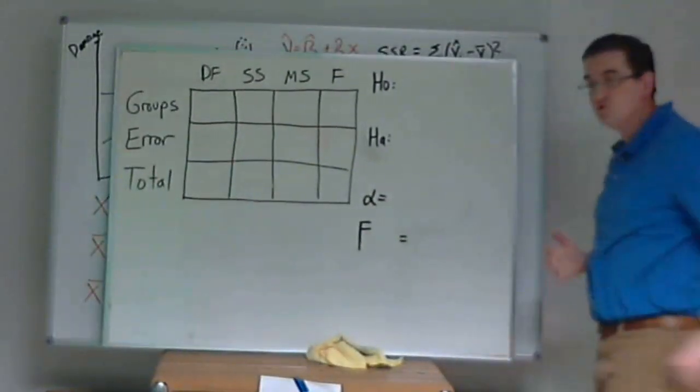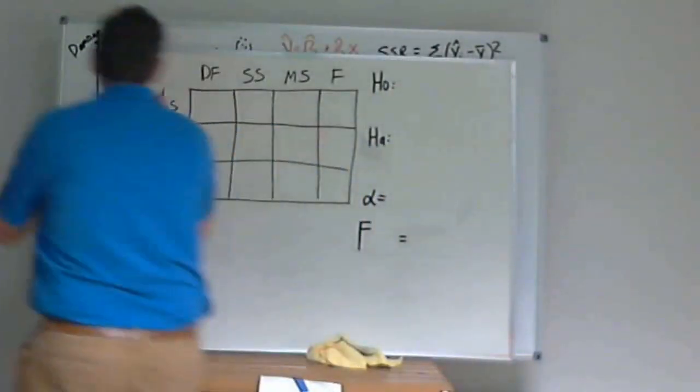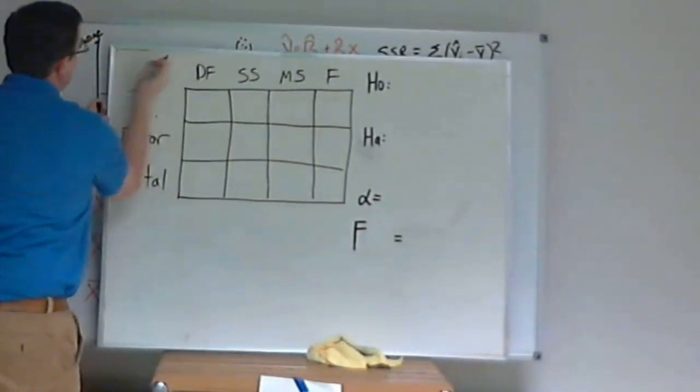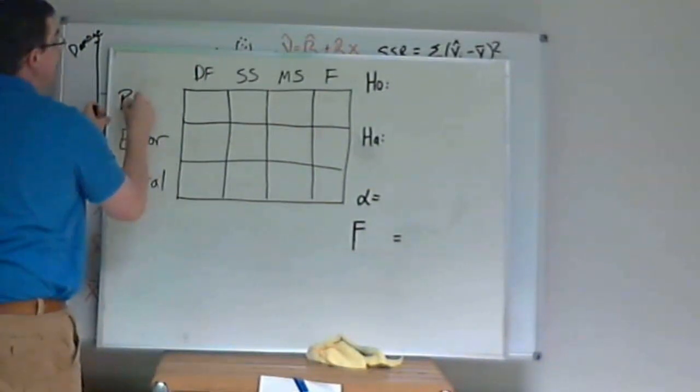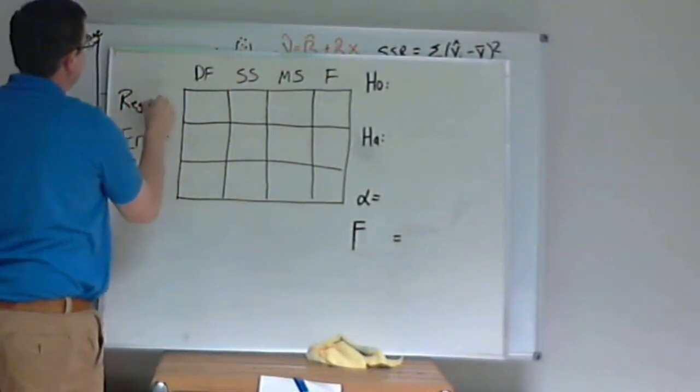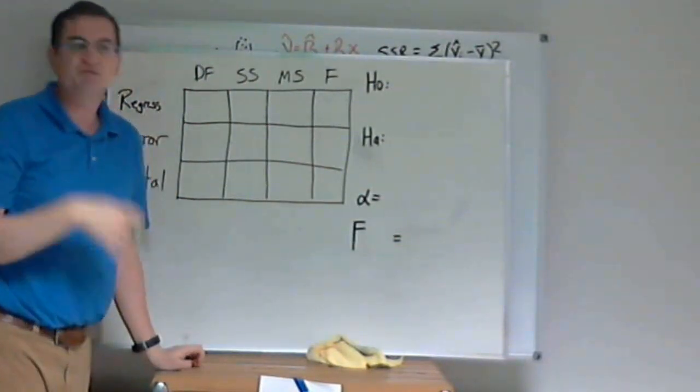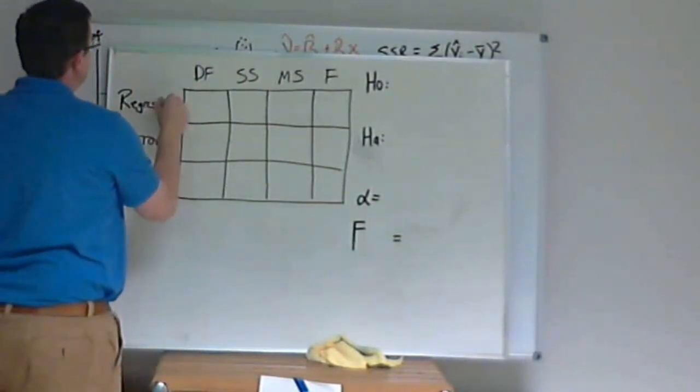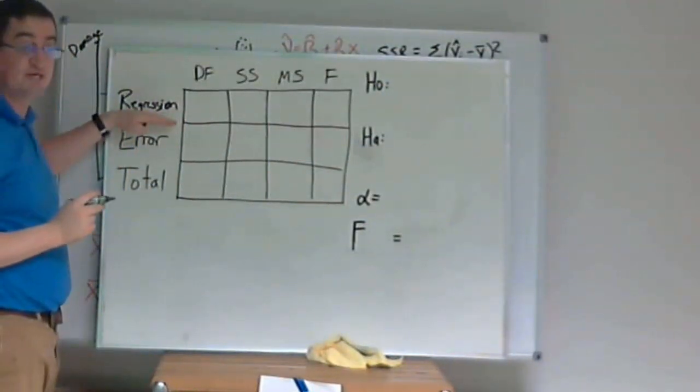We don't have groups anymore, so we don't call it G for groups. What do we call it? How about R for regression? That's why I called it SSR instead of SSG. The wording really doesn't matter. I've also seen SSM. There's a bunch of weird letters people use. Whatever you need to say, this is what we're trying to test.